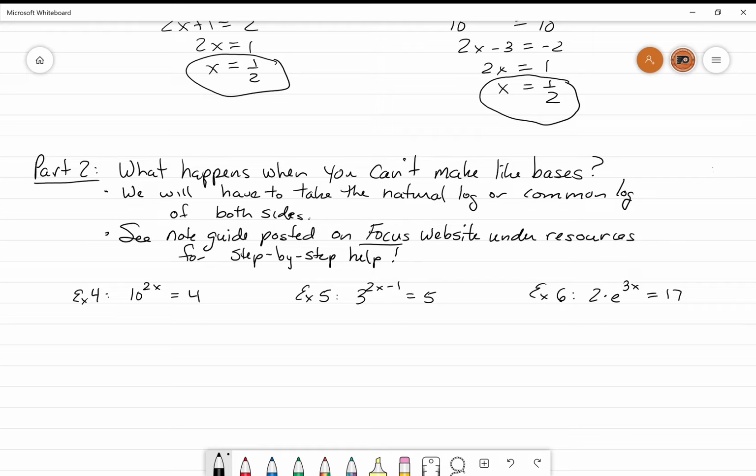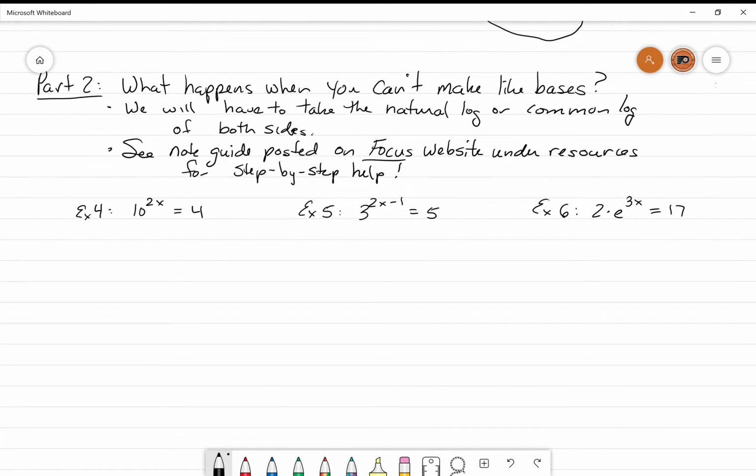We're going to first find examples that have an exact answer, and then I'm going to let you play with your calculator to come up with the approximate answer. If you need to, there is a note guide posted on the Focus website under the resources if you want some step-by-step help. So take a look at example 4.